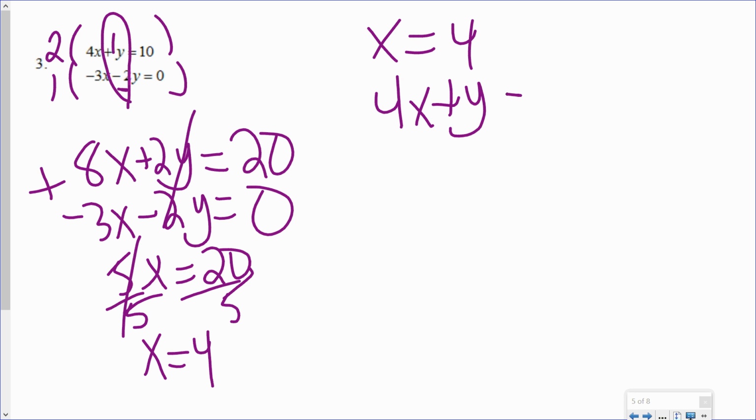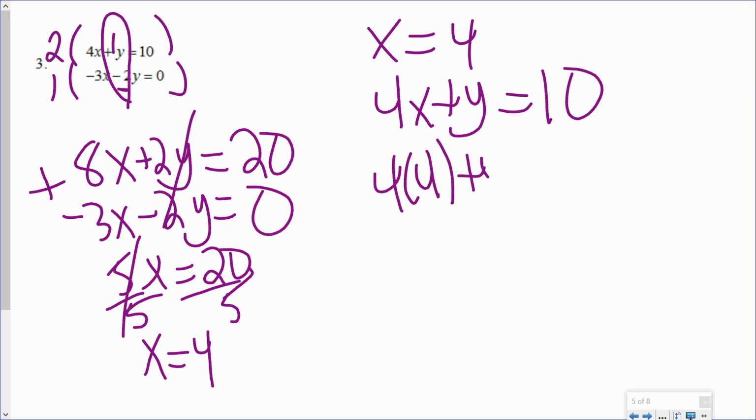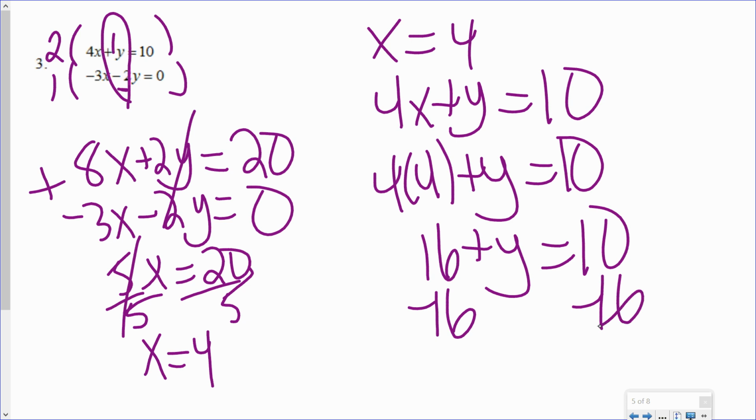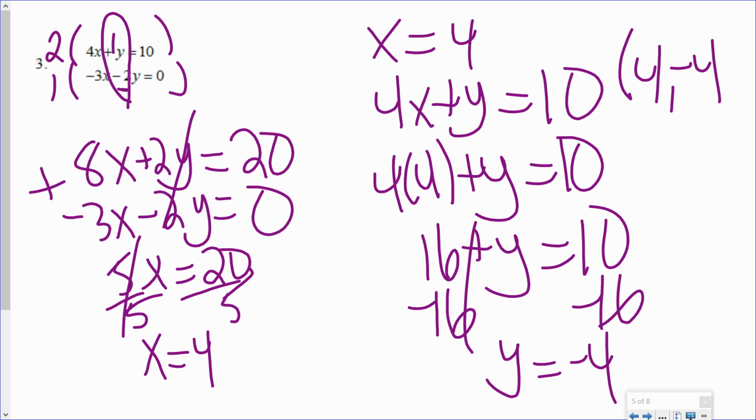I'm going to do the top one. 16 plus y equals 10. Minus 16, minus 16. Y equals negative 4. So my answer is 4 comma negative 4.